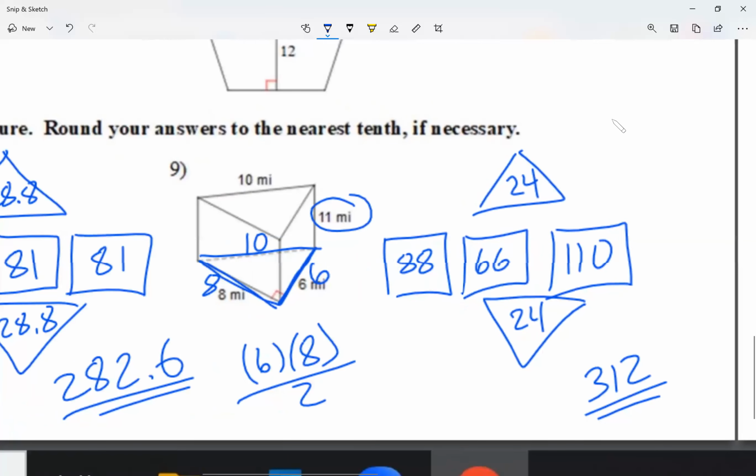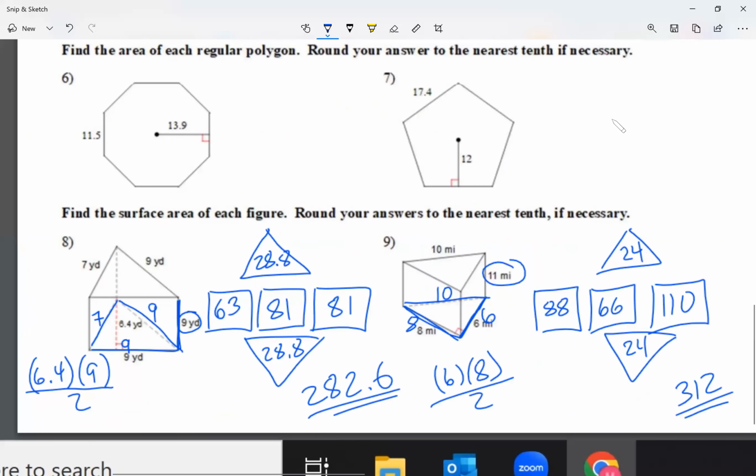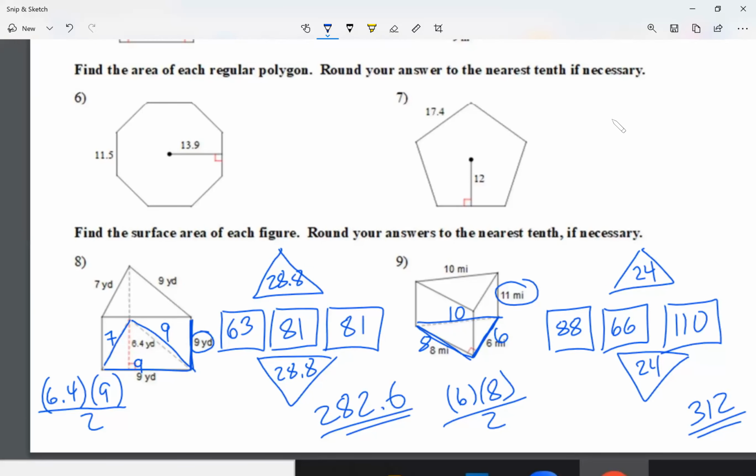Let me zoom out so you guys can see what we did. All I do is I break it into 2 triangles, get the area of each of my triangles, and then my walls inside. All right, look at your room. Look at the room you're located inside. You see there are walls, and they all happen to be rectangles.